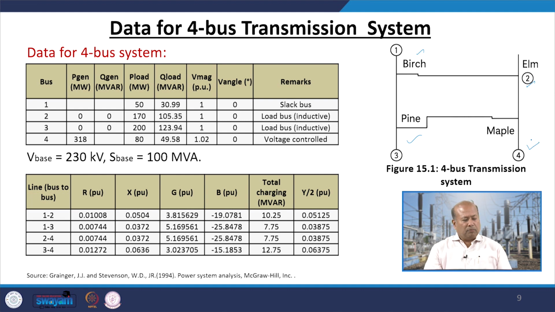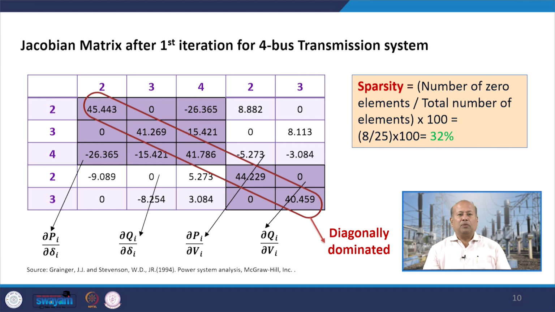The data for the 4-bus system is given to us, all the bus data, and we do have the line data. With a base value of 230 kV and a base value of 100 MVA, if you want to form a Jacobian matrix, the Jacobian matrix after the first iteration for a 4-bus transmission system looks like this. As you could clearly see, there are a couple of zeros.